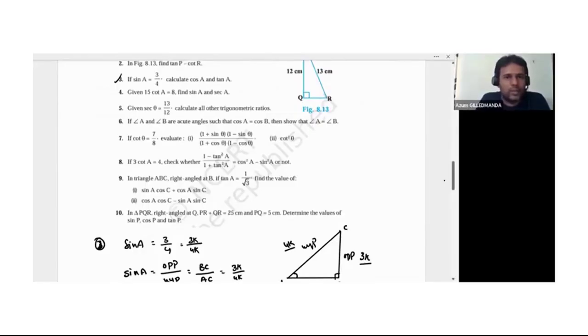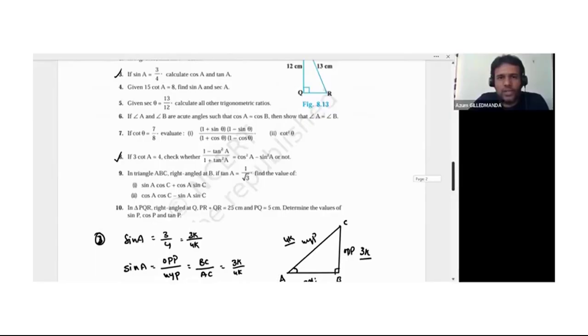Yeah, let's take maybe 8, right? 3 cot A equal to 4. Then we need to check whether (1 minus tan square A) by (1 plus tan square A) equals cos square A minus sin square A. So they are asking us to prove that. Basically, I know cot A, I need to find sin, cos and tan, and then I need to equate the left hand side and right hand side.